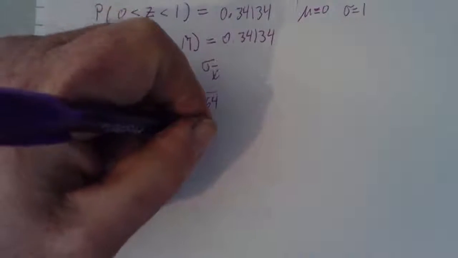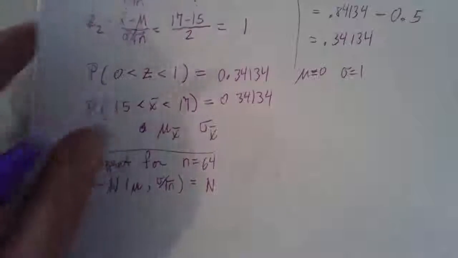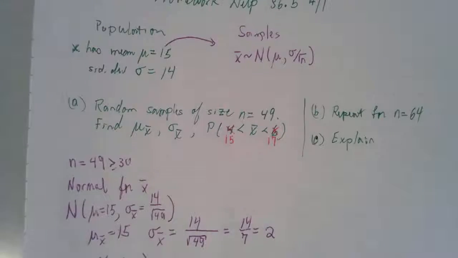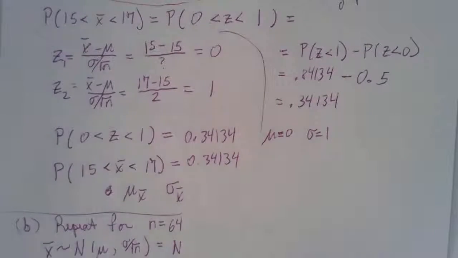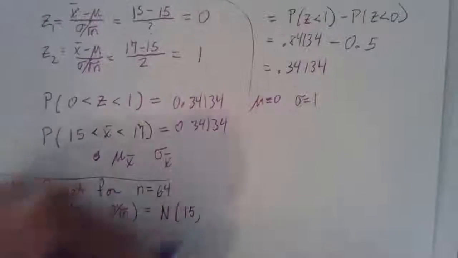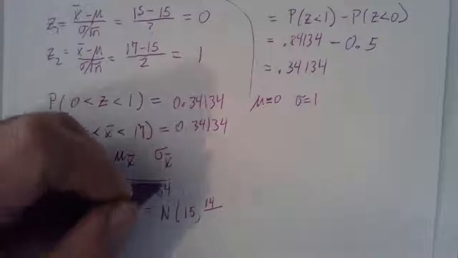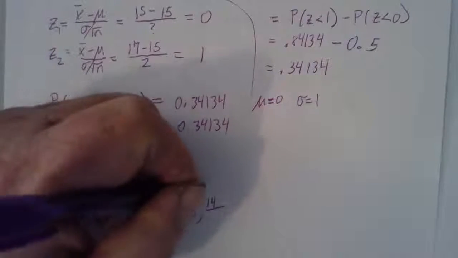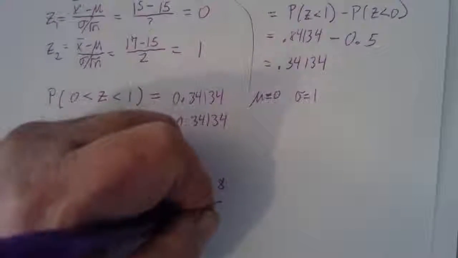Well, changing the sample size does not affect the mean. So the mean of our original population was 15 and its standard deviation was 14. So we have a 15 in here. And the new standard deviation is going to be 14 over root n. Square root of n, square root of 64 is 8, because 8 times 8 is 64.